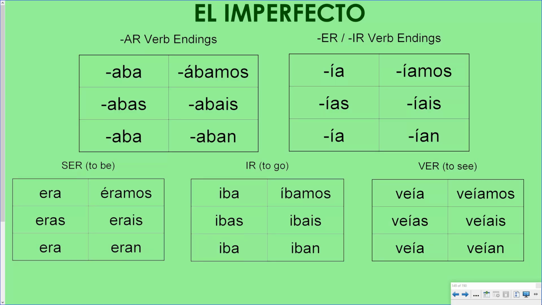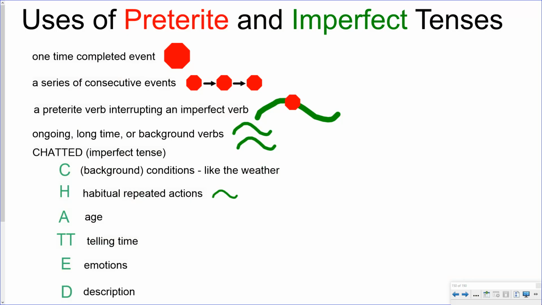The imperfecto, which we are calling a green color because green is for go. So the imperfecto is for an ongoing action. And I put up here the examples of the AR and ER/IR endings, as well as the three, since there's only three irregulars in the imperfecto.